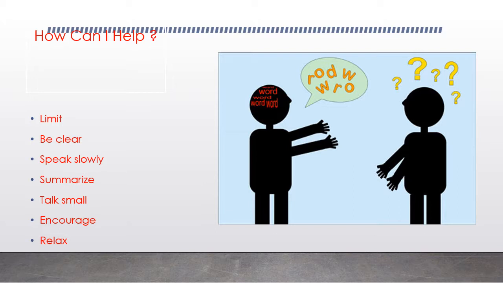It's important to know that intellect isn't impacted. Like I said earlier, the person who's affected by aphasia is just as intelligent as they were before the aphasia happened to them. So you don't have to dumb down your conversation. Just speak more slowly, more clearly, and define your topic.